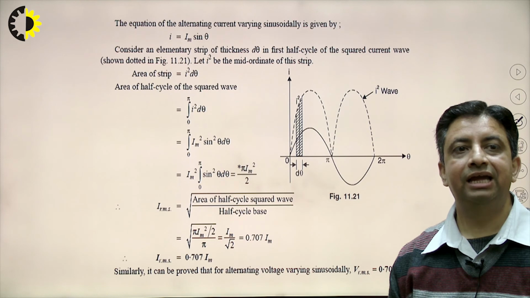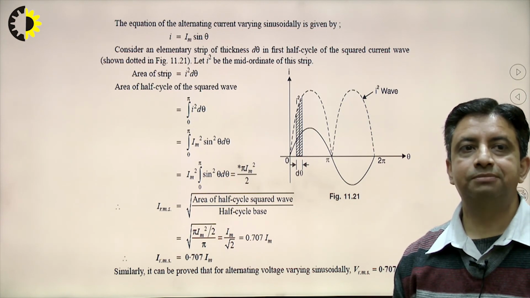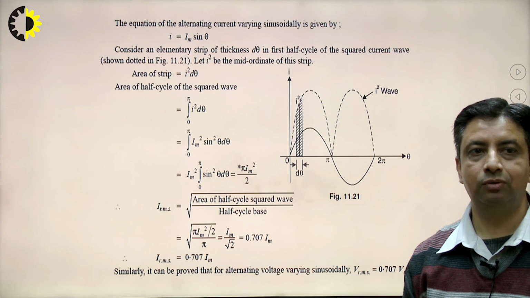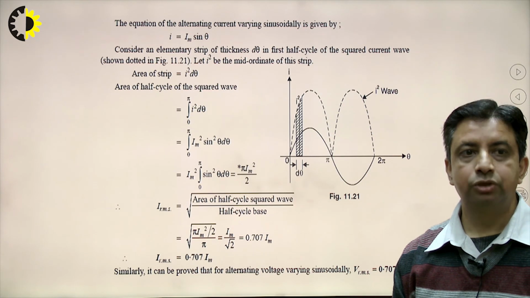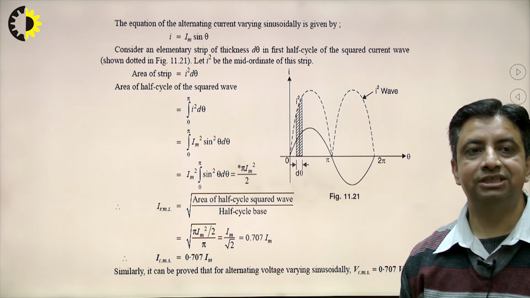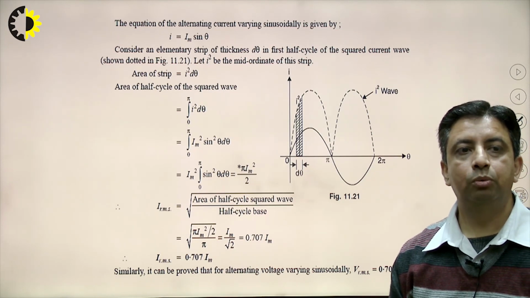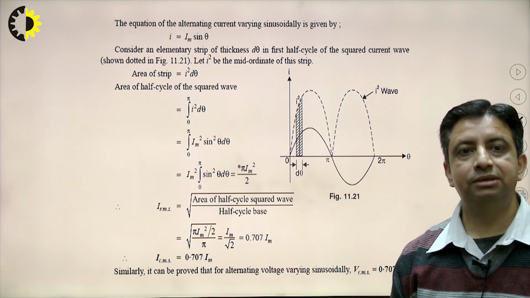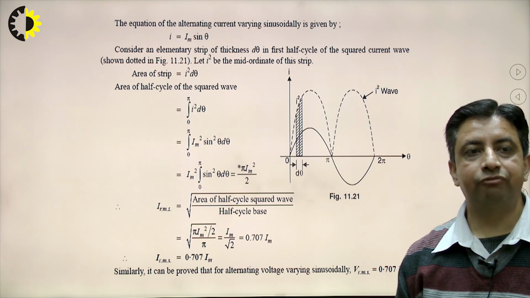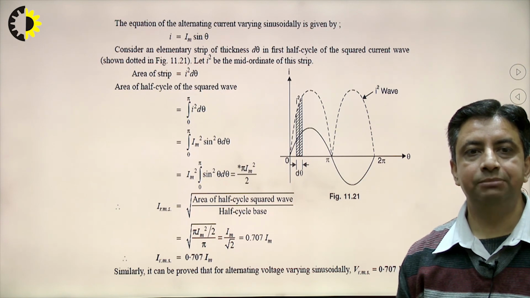Now if I integrate this, we know that sin square theta is equal to (1 minus cos 2 theta) by 2. So if we solve this particular expression, we will get this particular RMS value as 0.707 times Im. So IRMS is equal to 0.707 times Im. That means the RMS value is equal to 0.707 times the maximum value of current. Similarly we can derive the expression for voltage, in which we will have Vrms equal to 0.707 times Vm.